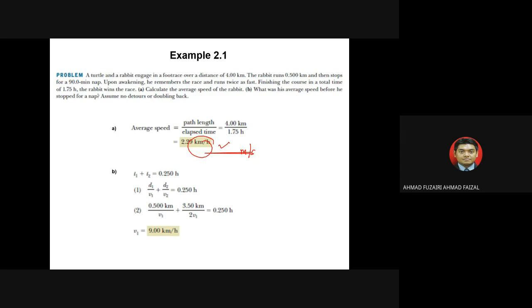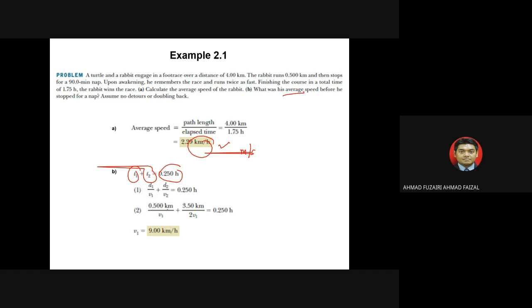So the average speed we have already calculated. What was his average speed before he stopped for a nap? Meaning the speed of the rabbit before he stopped for a nap. So 1.75 minus 1.5, so it's about 0.25 hours, because it is before he stops for a nap. So that is total T1 and T2, time number 1, time number 2.